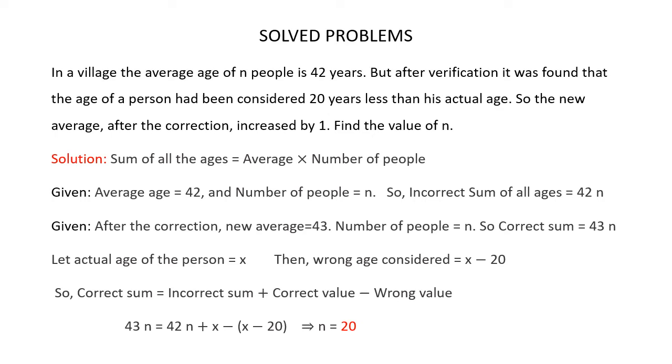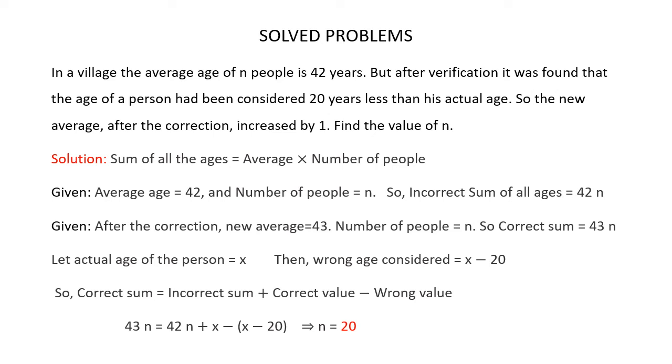Now we know that sum of all the ages is equal to average multiplied by number of people. It's given that the average age is 42 and number of people is n. So sum of all the ages is 42 multiplied by n, which is 42n. But 42n is not the correct sum of all the ages, because while calculating the average, it was found that the age of a person had been considered 20 years less than his actual age. So 42n is the incorrect sum of all the ages.